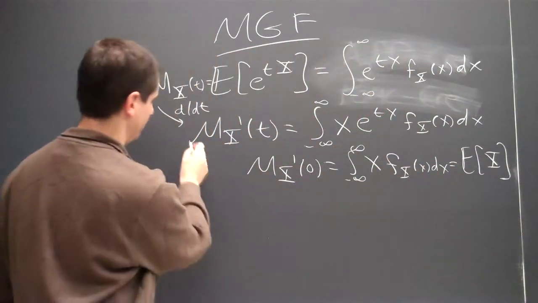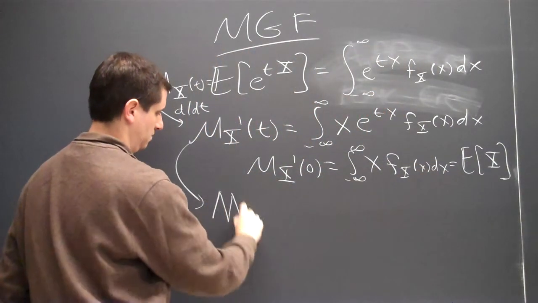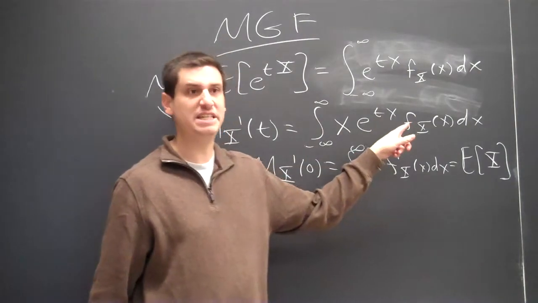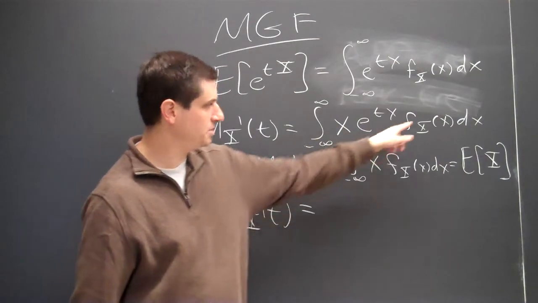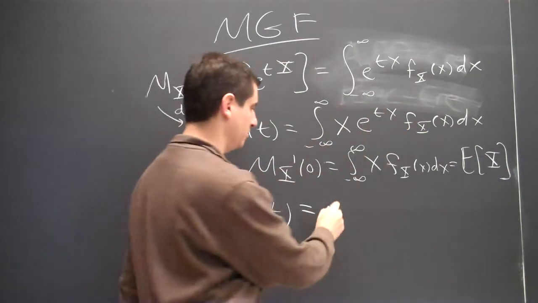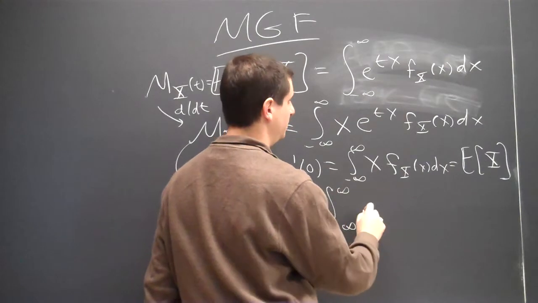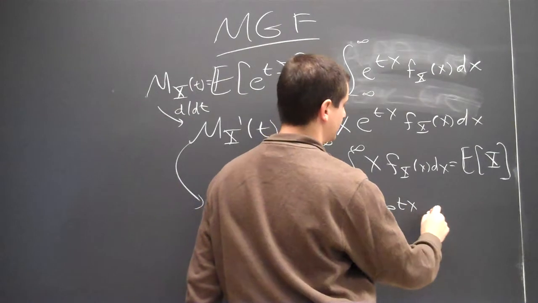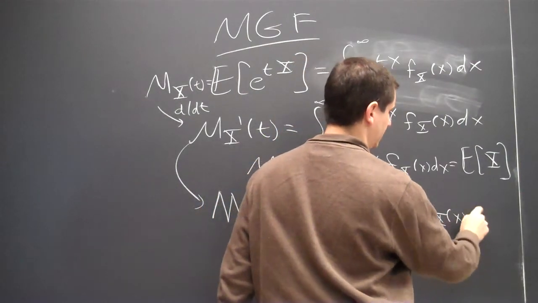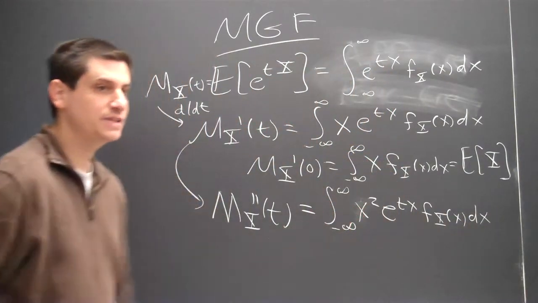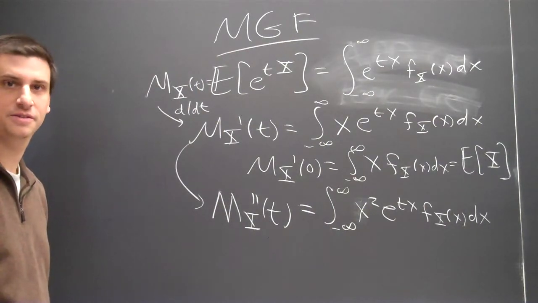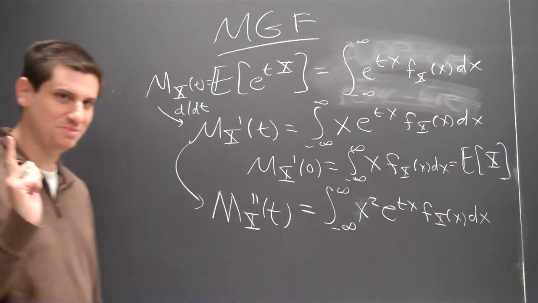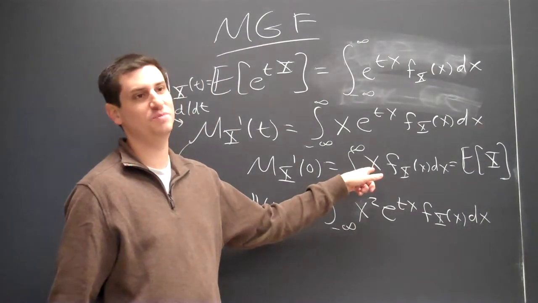If we were to take two derivatives, we take the derivative of this with respect to t again. Well, no t dependence, no t dependence, another x comes down. We get the integral from minus infinity to infinity of x squared e to the tx f_X(x) dx. And so now if I take t equal to 0, what do I get? Not the variance. I get the second moment. The variance I would have to subtract off the mean squared.